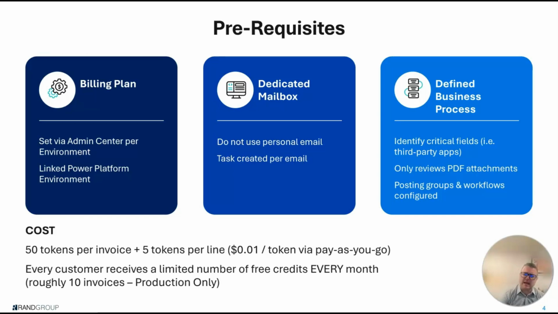To do so, you need to access your admin center. So within Business Central, there's a gear icon in the top right-hand corner. Select that, select admin center from the menu. And in the very bottom of your admin center, there should be a linked Power Platform environment where you can set a billing plan. There is a wizard that kind of walks you through that process. But if you don't know what you're looking for, you can get a little bit lost. So again, you're looking for the linked Power Platform environment at the bottom of your admin center.